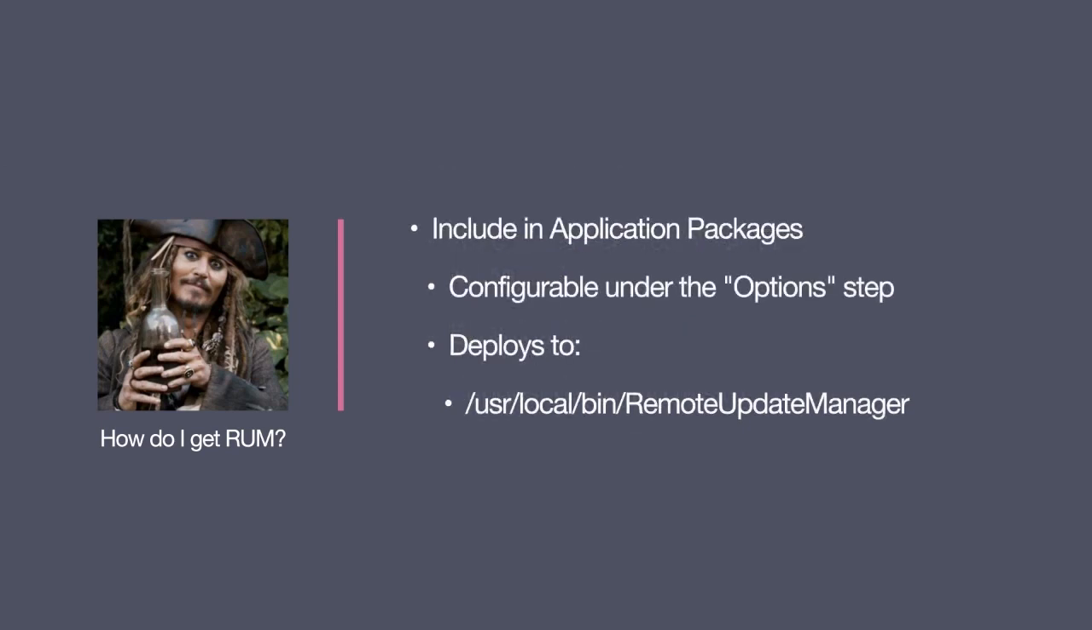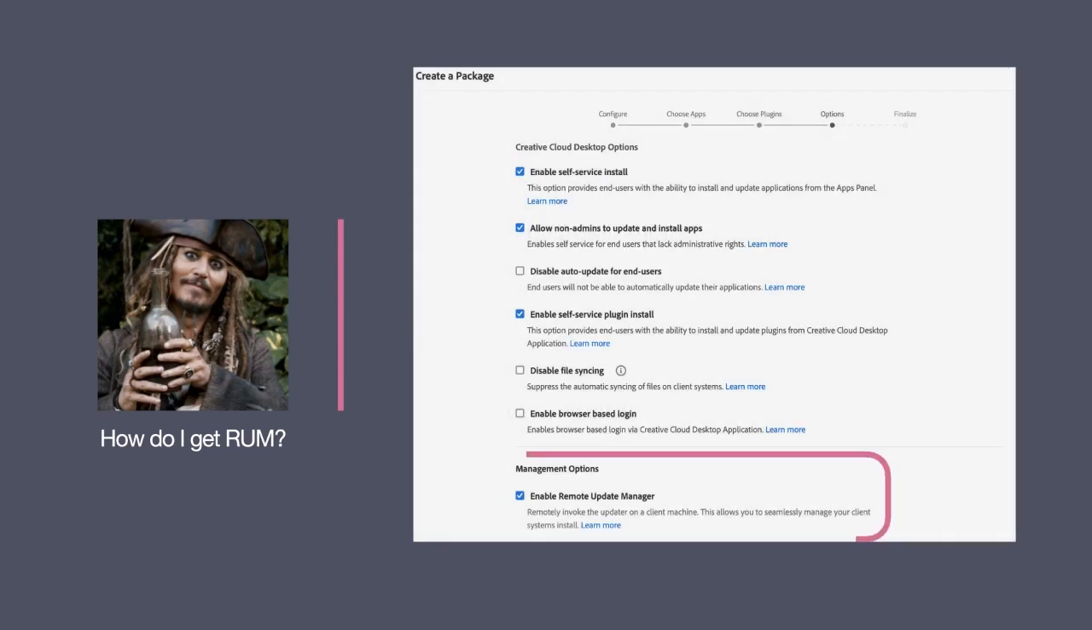Talking about those packages, your second option is you can include RUM automatically in any Adobe Admin Console packages you create. This is a much easier method as it's simply a tick box under the options section of the package creation wizard. This will also deploy the binary to the previously mentioned location at /usr/local/bin/RemoteUpdateManager. And this option can be found here in the packaging wizard.